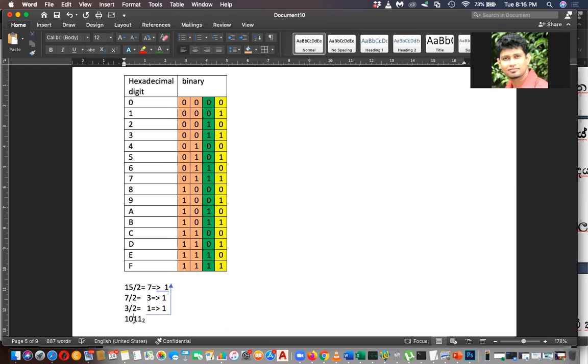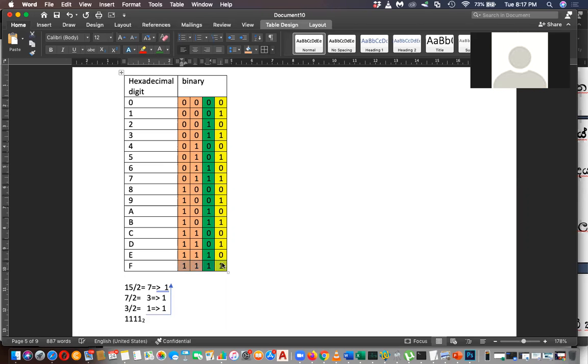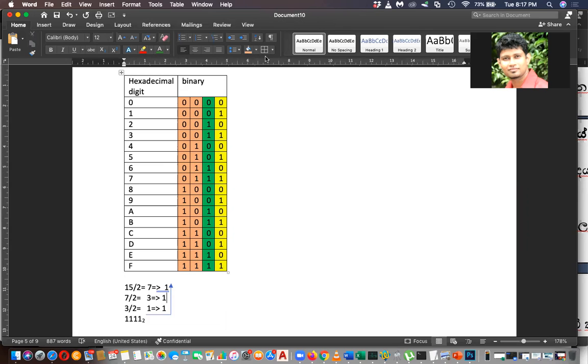So it is 1 1 1 1, which is F. Now you can see it's the correct way, the easy and correct way. So you can write down this as well. Please write down this in your book.